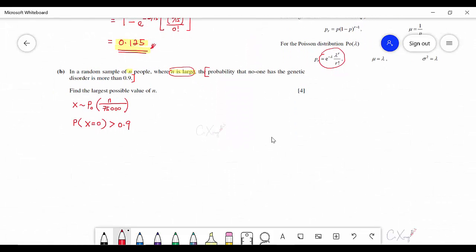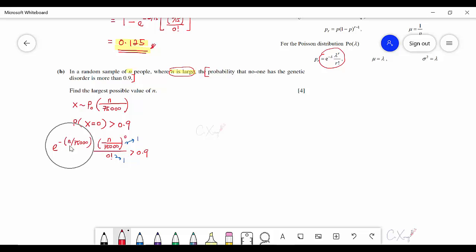Right, so by using this information, now I want to write out the probability for x equals 0. For Poisson distribution, x equals 0 means e negative lambda, where lambda is n divided by 75,000. Then I have lambda power 0 divided by 0 factorial, and it is more than 0.9. Please take note that 0 factorial is 1. Anything power 0 also equals 1. Therefore we are left with only e power negative n over 75,000.